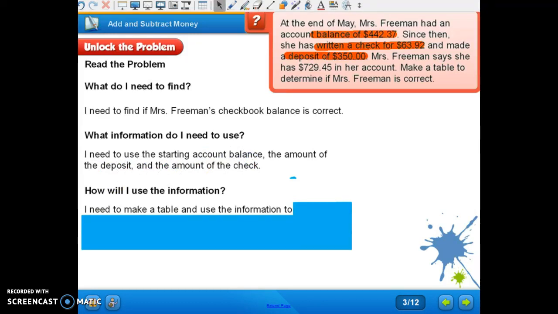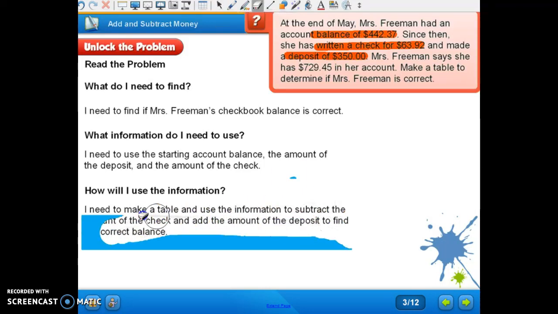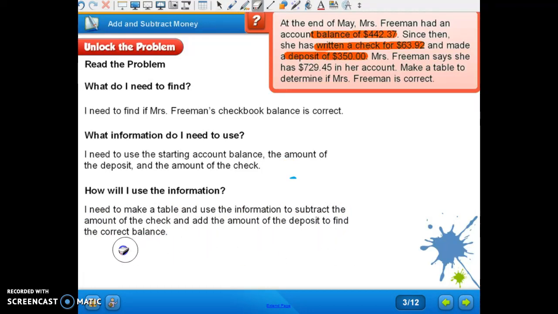Now the next question is, how will I use this information? So what did we say we would do if we wrote a check? Would we add or subtract to our account? Subtract. And if we made a deposit, we would add. Okay? So I need to make a table and use the information to subtract the amount of the check and add the amount of the deposit to find the correct balance.